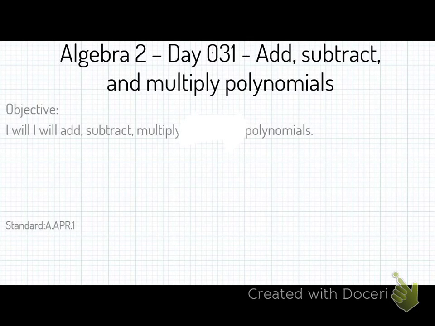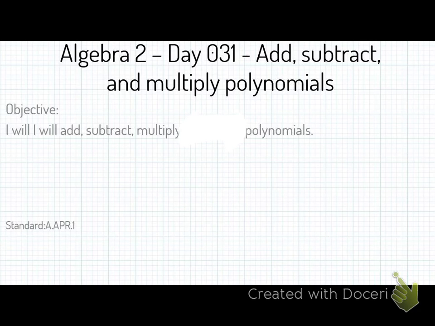Okay, this is day 31. We're going to be adding, subtracting, multiplying polynomials. So that's the standard. This is from Algebra 1. We need to know some of this basic stuff again because tomorrow we're going to go back into something more difficult.